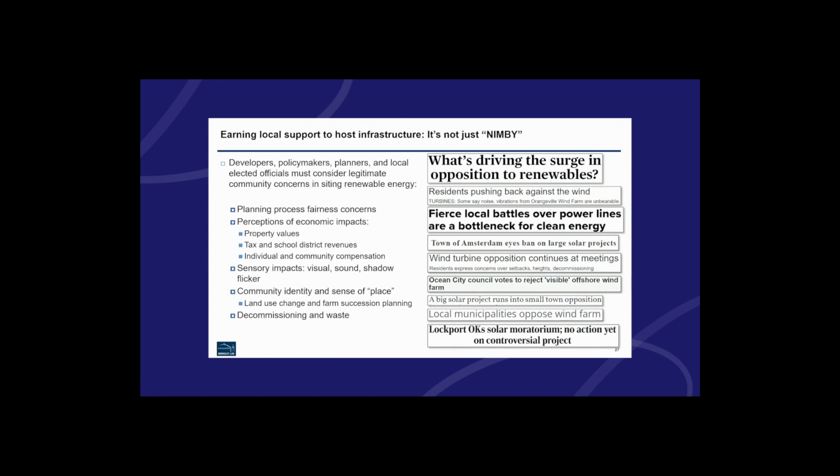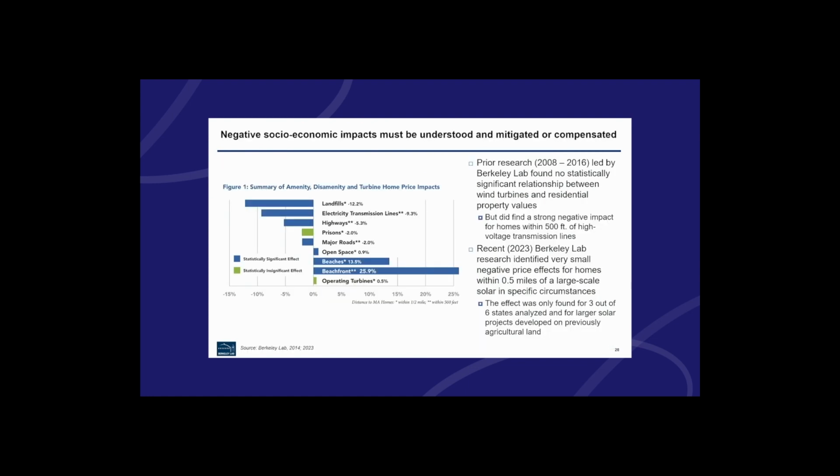So from the planning process, to how we develop wind and solar power plants, economic impact. Could a wind power facility in my community actually affect my residential property values? We need to understand that. There are sensory impacts, especially for wind. There could be visual, sound, or shadow flicker impacts. And just how we impact communities and their sense of place.